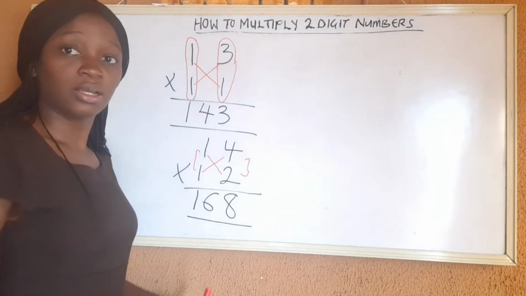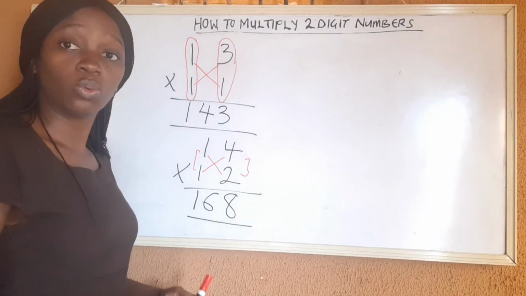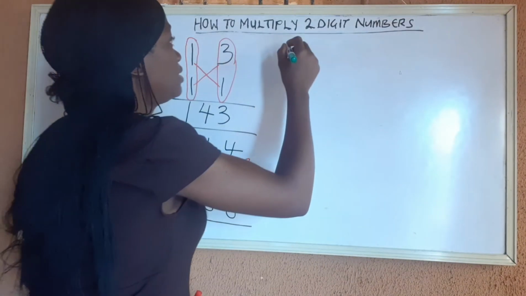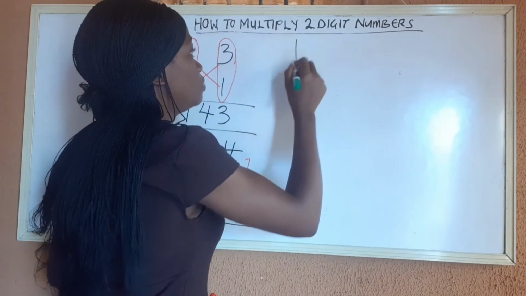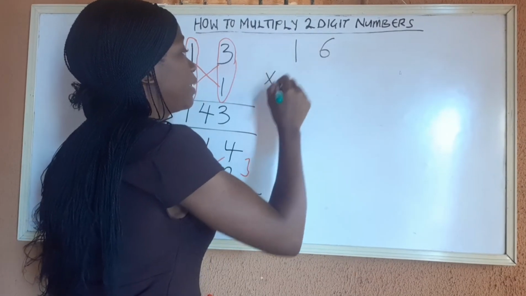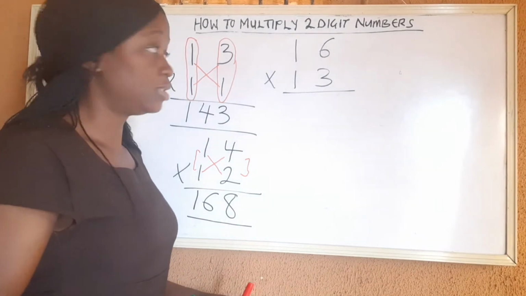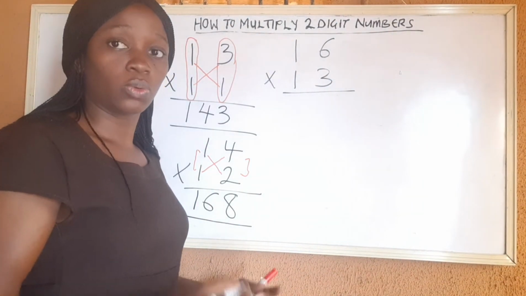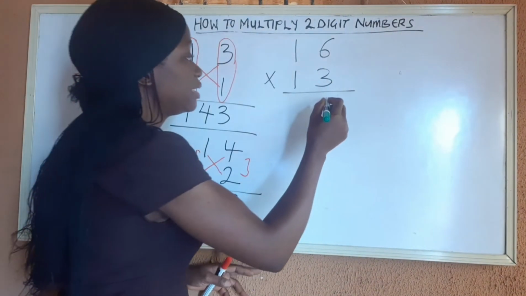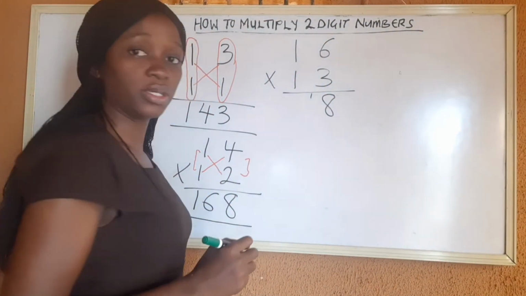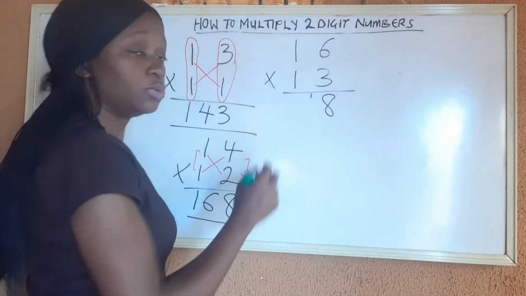Now let me take another example so that you will know what to do when we have to carry over. So let's say we have this example that says we should multiply 16 by 13. Now 6 times 3 gives us 18. So we will not write that 18, we'll write 8, and then we'll bring our 1 up here so that we can add it to whatever value we have there.